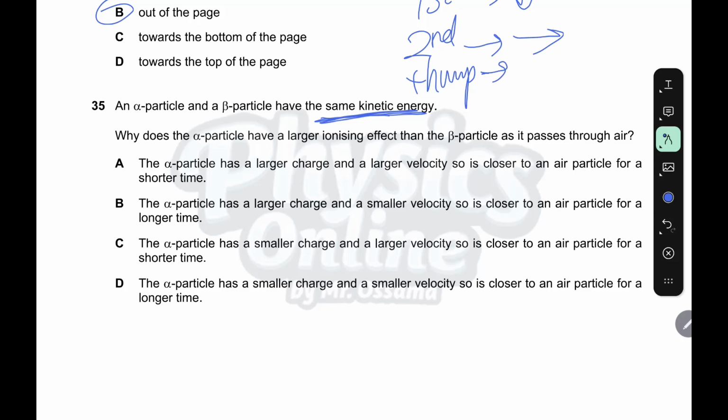The alpha particle has a larger charge. This is correct. Large charge, not a small charge. And smaller velocity, not larger velocity. So it is closer to an air particle for a longer time. So the answer is B.